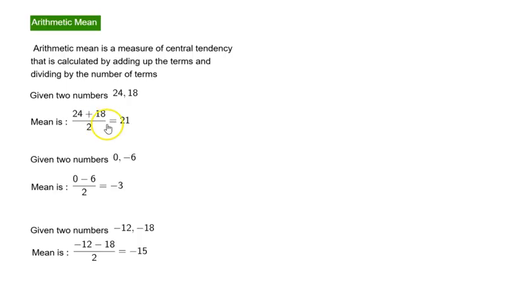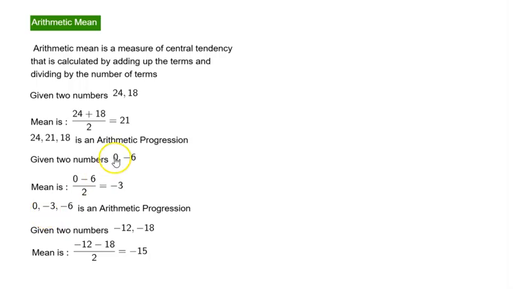Basically, what we get by evaluating the mean is the fact that 24, 21 in between, and 18 is an arithmetic progression. Similarly, 0, -3, -6 is an arithmetic progression. And similarly, -12, -15, -18 is an arithmetic progression.